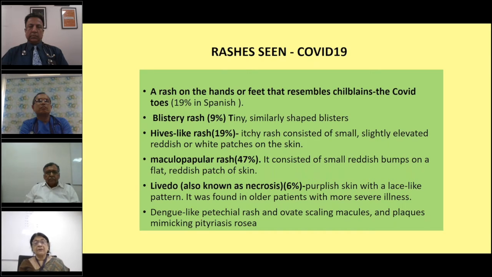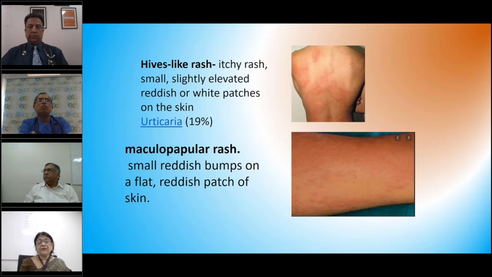Maculopapular rash was seen in maximum, about 47%. Livedo, also known as necrosis, was seen in lesser number, about 6%. There is purplish skin with a lace-like pattern, and it was found in older patients with more severe illness, although it can be seen in any age group. Another group has described some dengue-like petechial rash or ovate scaling macules and plaques mimicking pityriasis rosea. This is almost similar. Here you can see there is a rash which is more like hives. Hives-like rash, itchy rash, small, slightly elevated, reddish or white patches. This is urticaria type. Maculopapular rash, small reddish bumps on a flat patch of the skin.